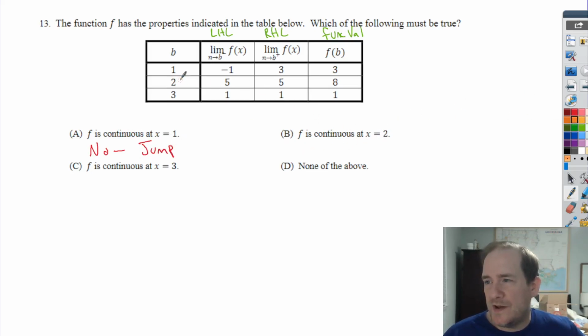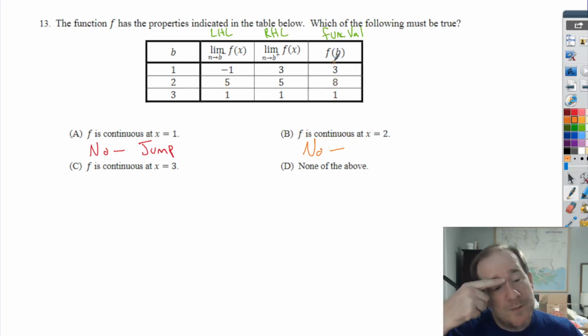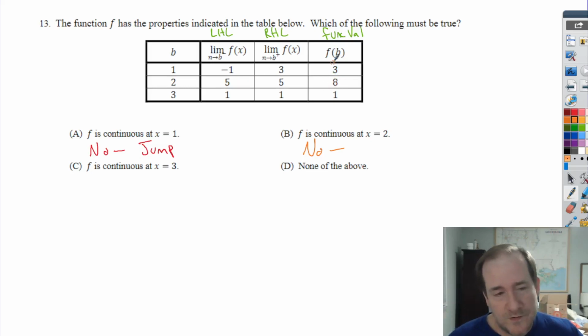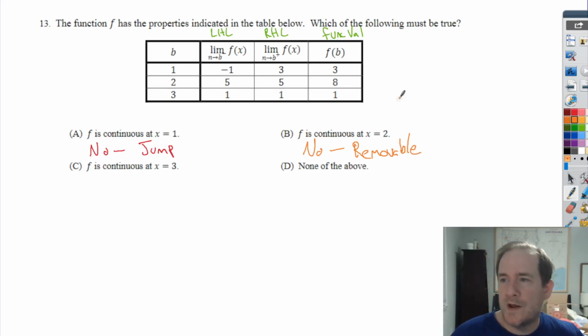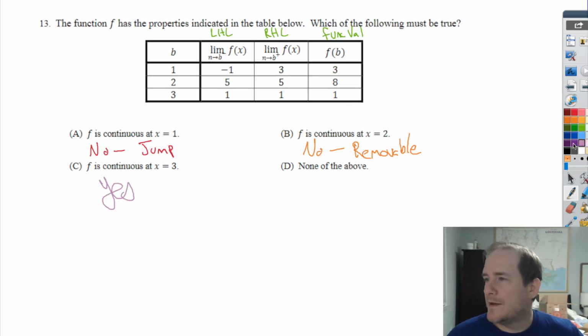Alright, what about the next one? Are we continuous at 2? Let's see. We get a 5 and a 5. That's cool and all, but then the function isn't a 5, so no. What kind of discontinuity is implied when the left and right hand limits are equal, but the function value is somewhere else? Pause the video. Think. Try to get an answer. It's removable. Okay, great. What about at 3? I mean, this one's kind of dumb. It's 1 and it's 1 and it's 1. So are we continuous at 3? Yes. Okay.